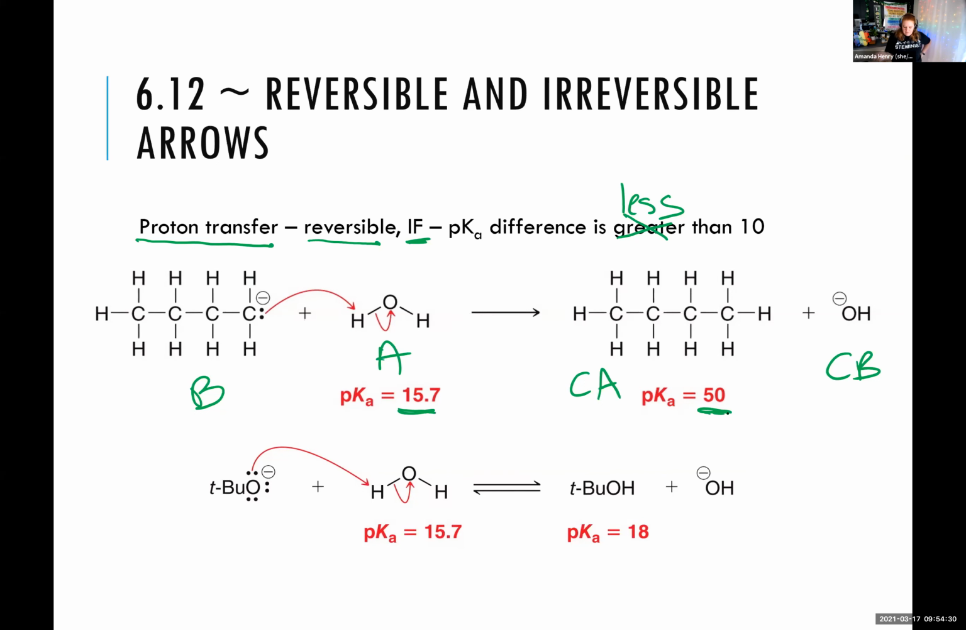It will be irreversible because our conjugate acid isn't a strong enough acid to push the reaction in the opposite direction. In the second example, we still have water as our acid, base, conjugate acid, conjugate base. But if we look at the pKa differences there, it's only a difference of 2.3. So they're very similar in their acid strength. So our water can act as an acid, but that tert-butanol can also act as an acid.